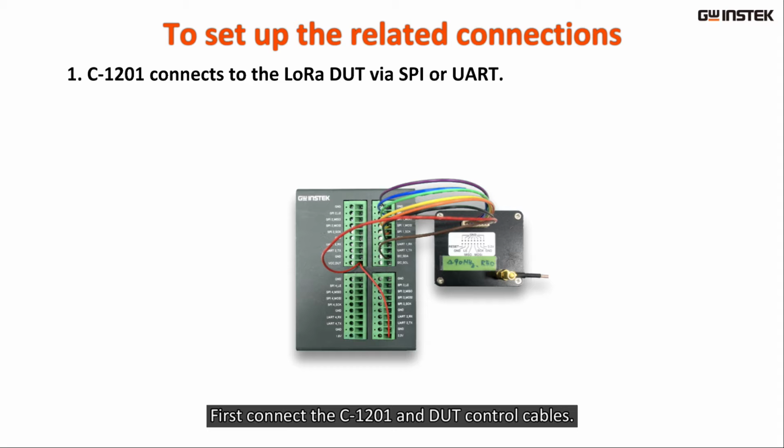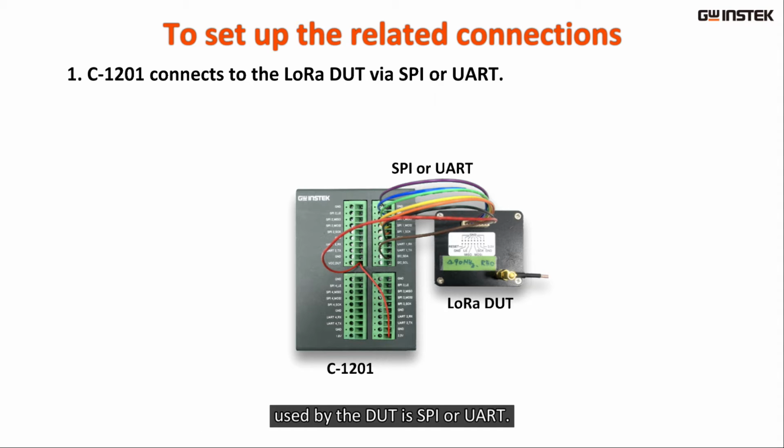First, connect the C-1201 and DUT control cables. The I/O pins of C-1201 include SPI and the UART. You can connect C-1201 based on whether the I/O interface used by the DUT is SPI or UART.